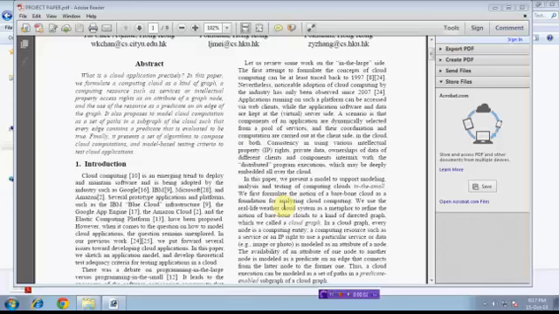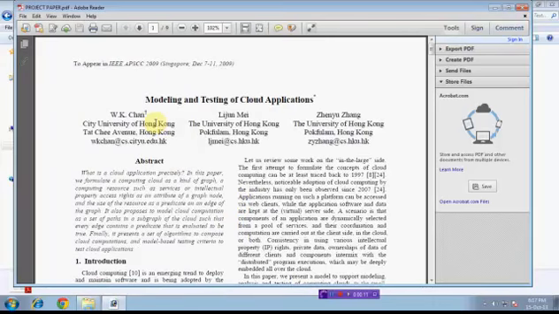Welcome to IEEE 2013 project development. This project is authorized by Star Technology. This paper's title is Modeling and Testing of Cloud Application. This paper is implemented using Java Core Technology. Next, we'll see a brief explanation of this paper.